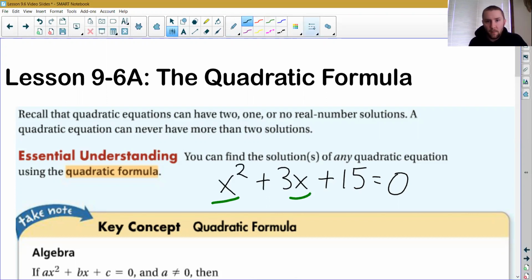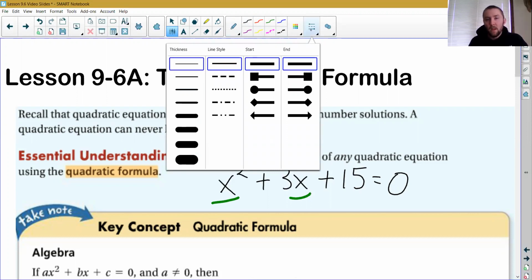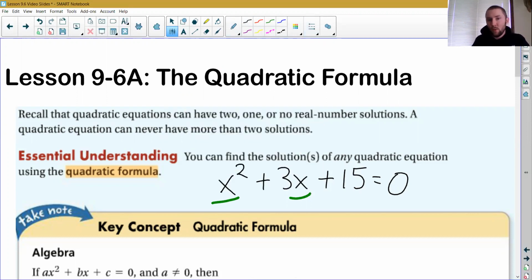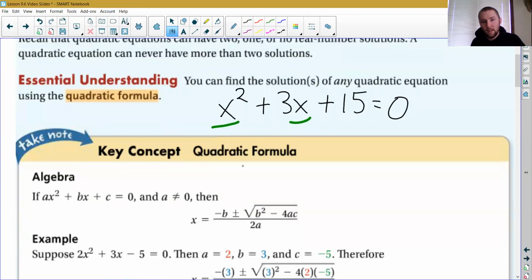And the way we do that is something called the quadratic formula. The quadratic formula is a complicated looking formula. It's right here. And this whole formula is going to tell me the two x values, or the two solutions, to the equation.